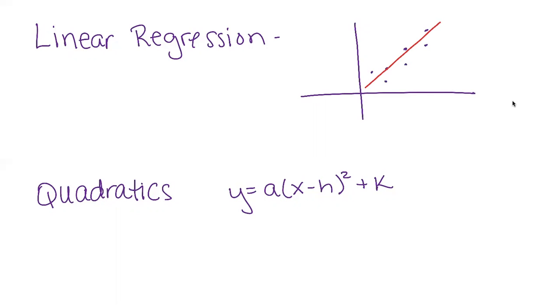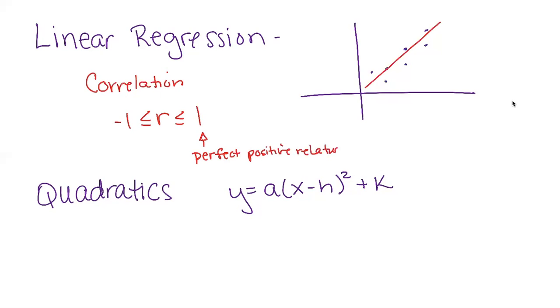Another thing that you'll need to know about is correlation. Correlation is how well your model fits. Those values use the letter R for correlation. They will be greater than or equal to -1 and less than or equal to +1. The closer they are to +1 is a perfect positive relationship. Now, -1 is a perfect negative relationship.